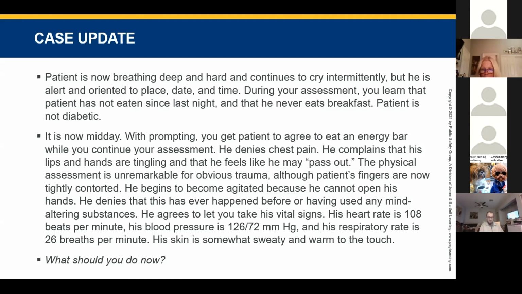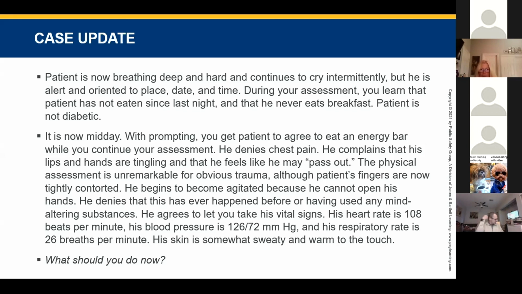Do we believe him? Yes or no? Yes. You have to. He agrees to let you take his vitals, which is his heart rate is 108. His blood pressure is 126/72. That's not bad, would you say? No. His heart rate could be a little bit high, but we don't know what his normal heart rate is. Respirations are what? Accelerated. 26. Is that good or bad? It's bad. It could come down.